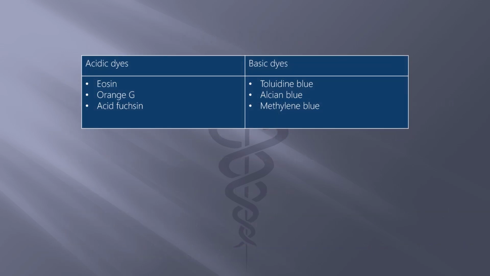So this is a small table that shows other types of dyes besides hematoxylin. So under acidic dyes we have eosin, orange G, and acid fuchsin. Under basic dyes we have toluidine blue, Alcian blue, and methylene blue.